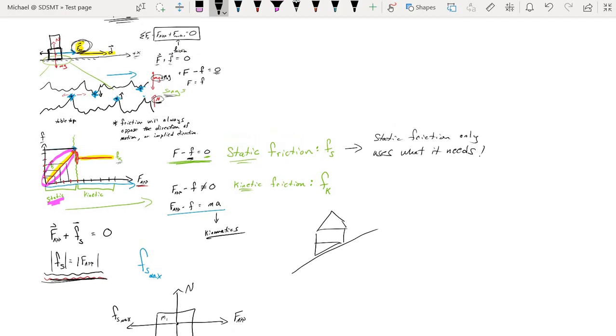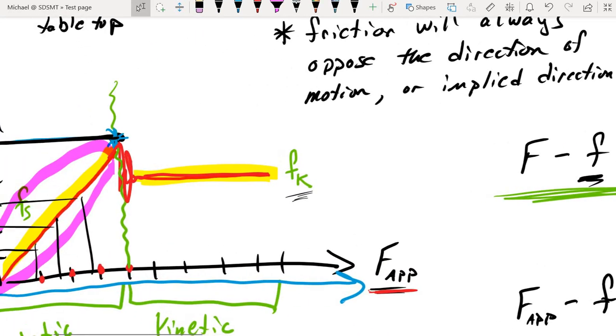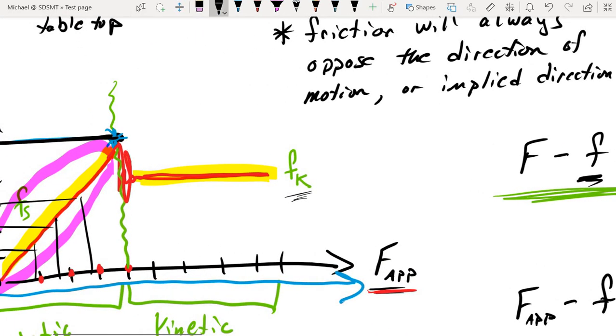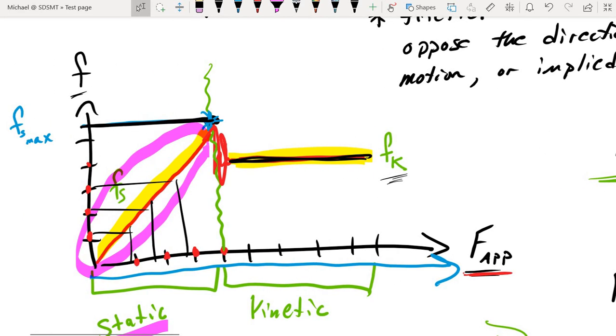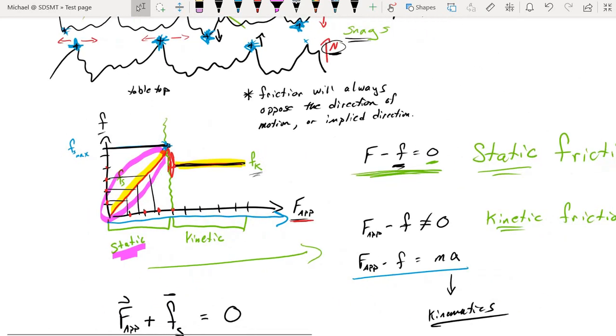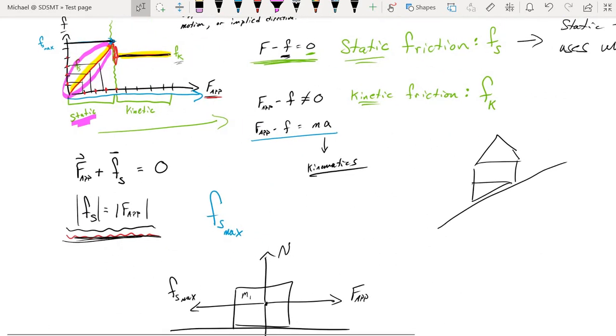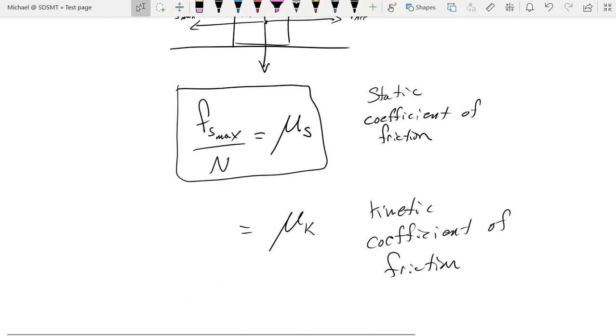Likewise, the kinetic friction force right here, not only is it constant, but it's a fixed value for the system. As such, we can measure that as a ratio of friction force to normal force, and that is what's going to provide us with the kinetic friction coefficient.